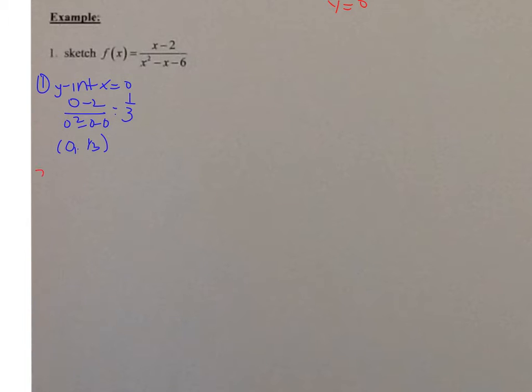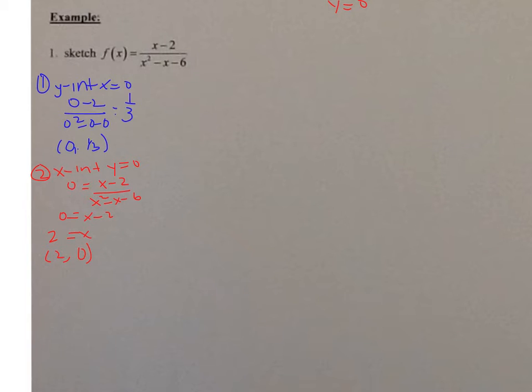Next thing is your x-intercept. That's when your y is equal to 0. 0 equals x minus 2 over x squared minus x minus 6. Cross multiply, I get 0 equals x minus 2. So x is equal to positive 2. So my x-intercept is (2, 0).